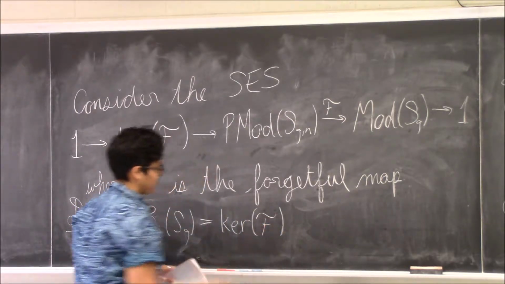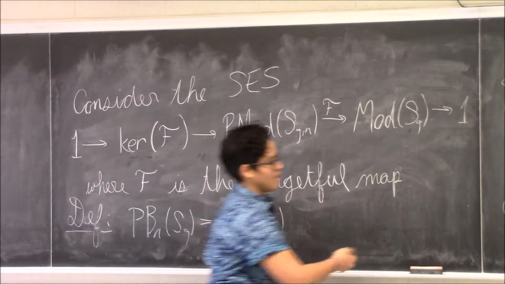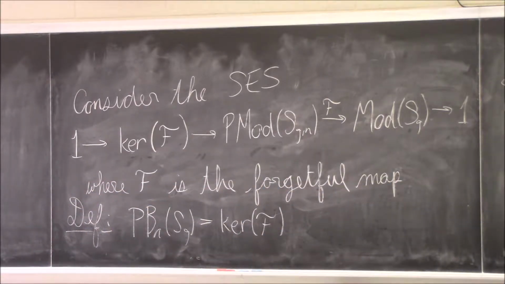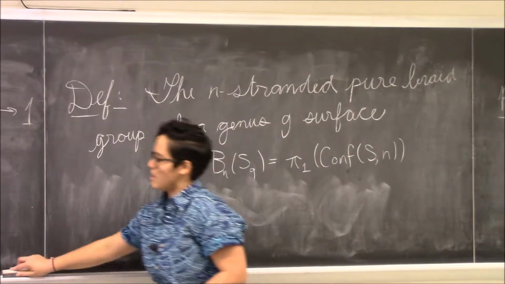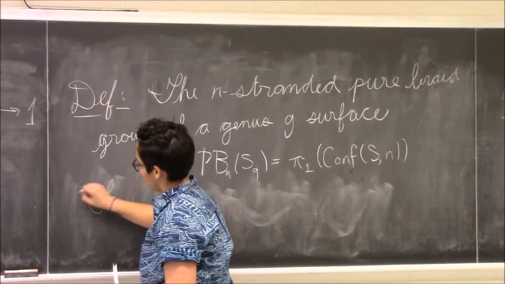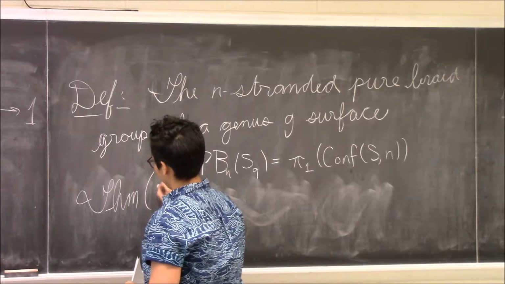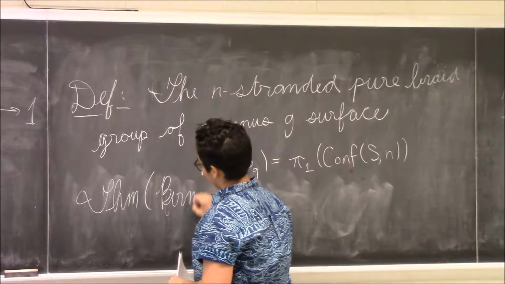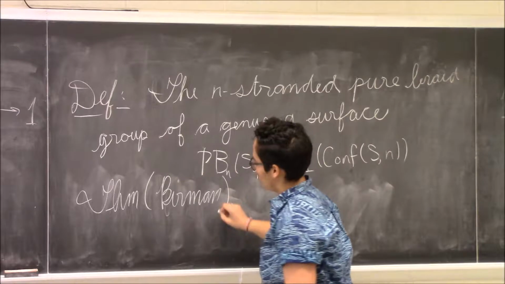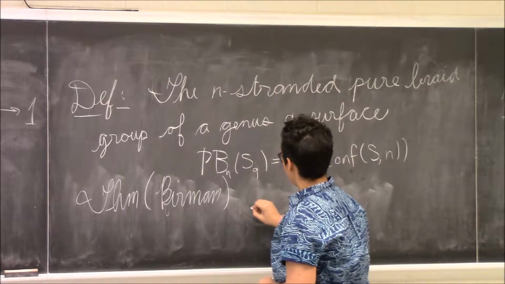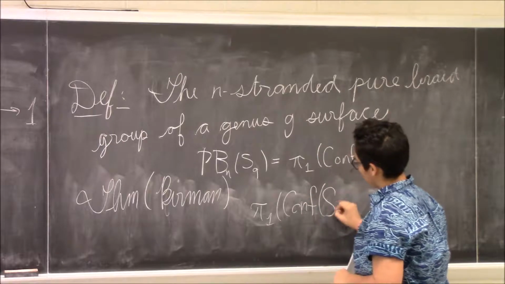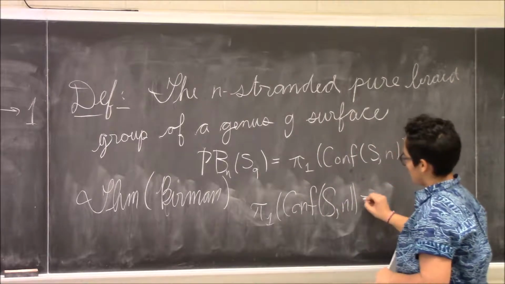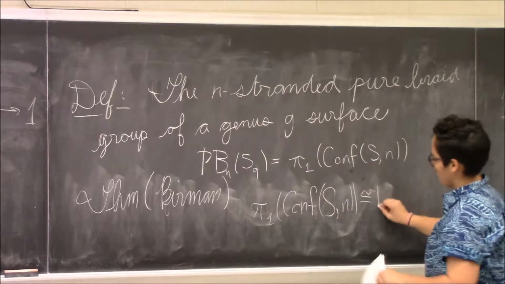And so it's not immediately obvious that these are equivalent definitions, but it's a theorem of Birman from 1969. And she proved that, indeed, the pi 1 of this configuration space is isomorphic to the kernel of this forgetful map.